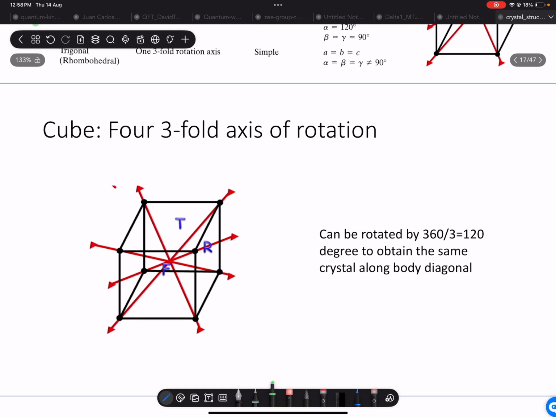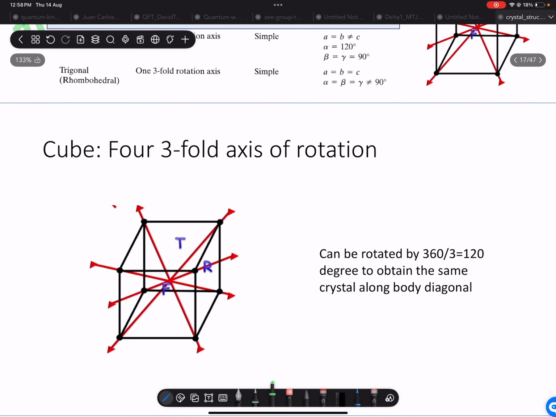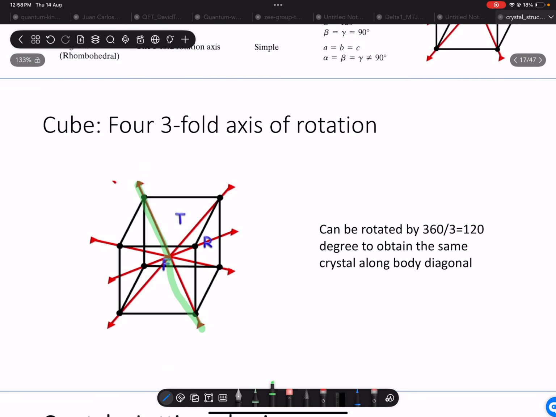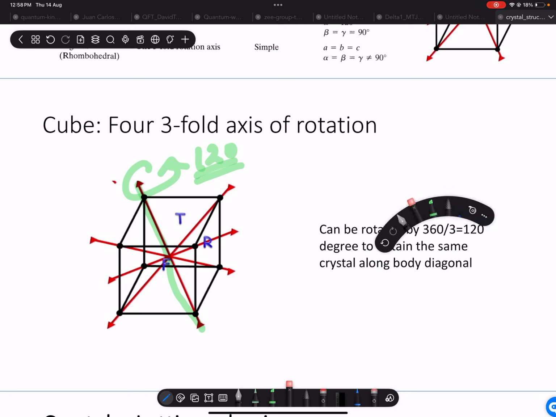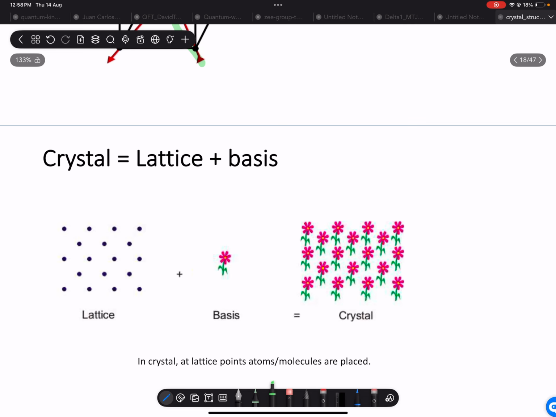And the cube has a 3-fold axis of rotation. If you take a body diagonal, you can rotate the cube by 120 degrees and get the same cube. So you are rotating it by 120, so you say it's a 3-fold axis. You can fold 360 three times, and each fold gives you exactly the same position, right?